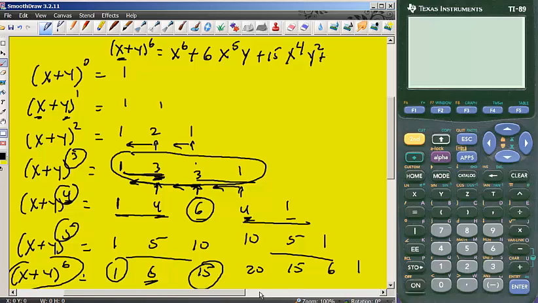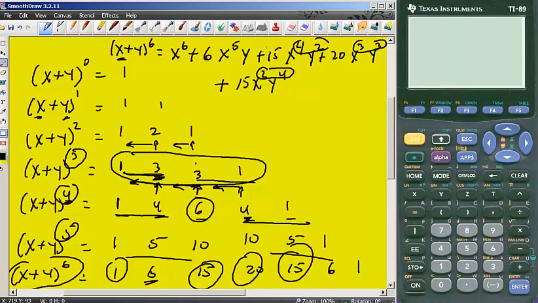Plus, the next one's going to be 20, so I have a 20, and then x is to the power of 3 and y is to the power of 3. Notice x is going down and y is coming up. Plus 15, because that's my next coefficient, and then x is to the 2nd and y is to the 4th. Notice these two add up to 6, these two add up to 6, these two add up to 6. All the powers always have to add up to 6 on the 6th when I raise a binomial to the 6th power.